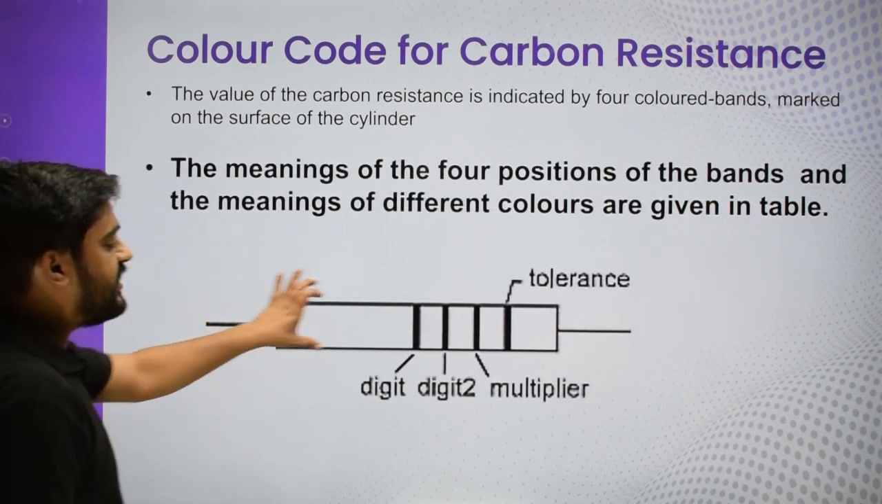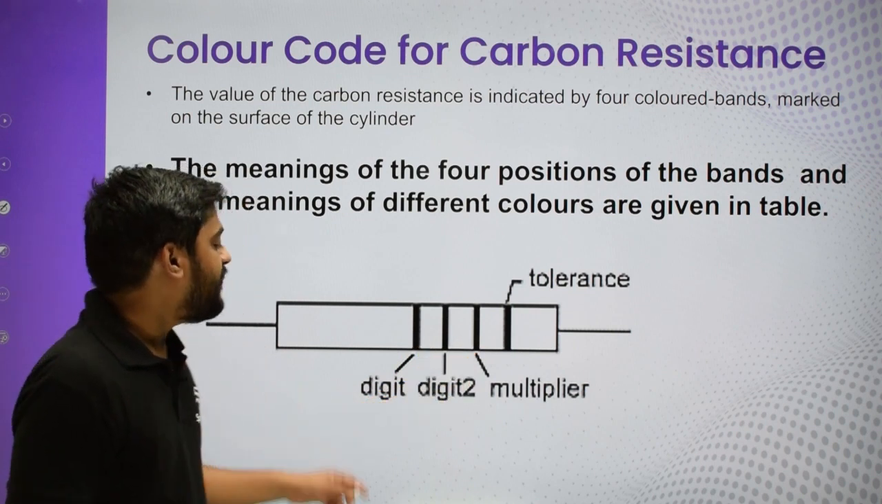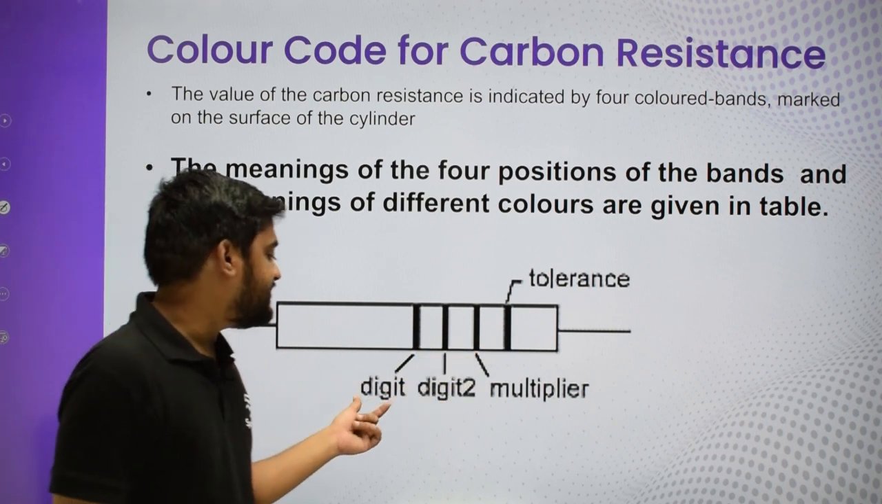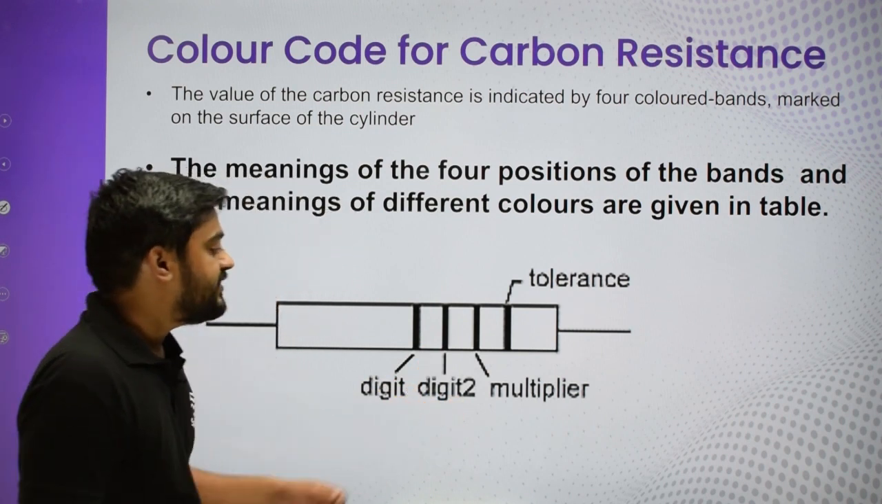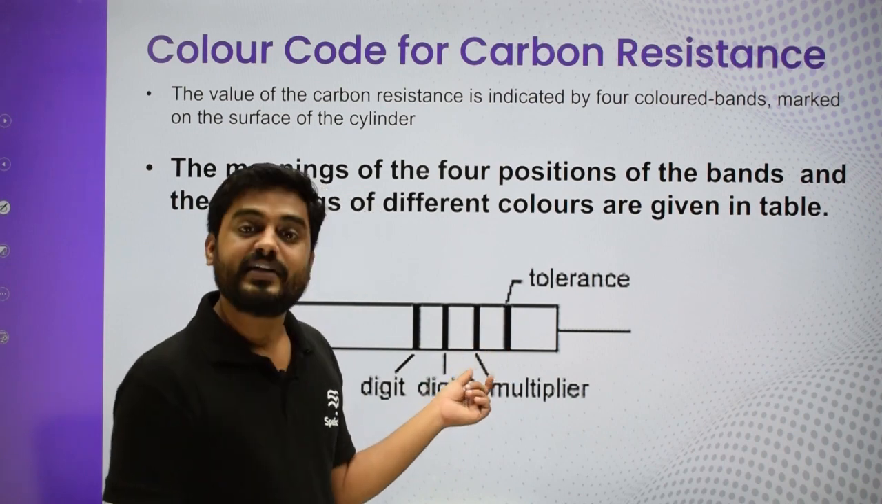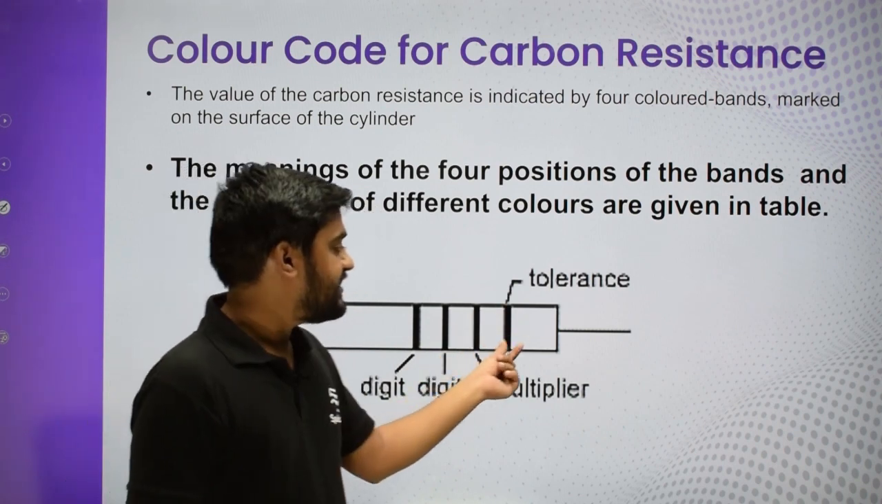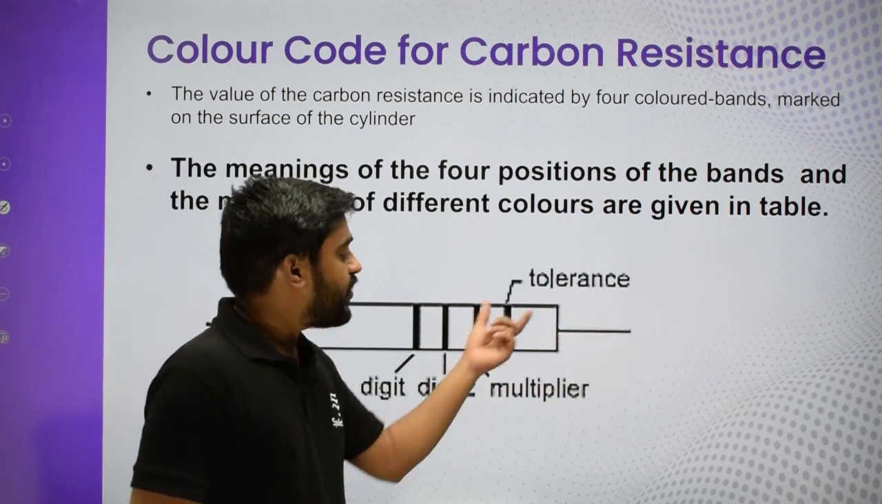This is how they look like. They look like a cylinder, and there are 4 strips. Now the first strip tells the digit 1. The second strip tells the digit 2. The third strip tells the multiplier, and the last strip, sometimes it is absent also, tells the tolerance. So digit 1, digit 2, multiplier and tolerance. How do we write it? Let's just see an example.